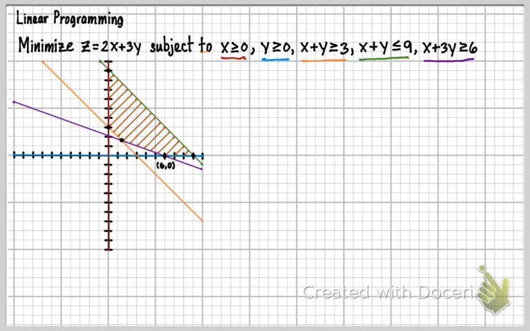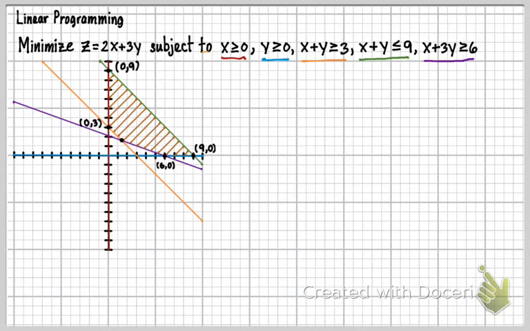The next one is 9, 0. The next one is 0, 9, and that's up top. And then the next one there would be 0, 3. And the last point, we really can't tell what that is. We're going to have to pull those two equations out where those boundaries are. So that was the orange one and the purple one here.